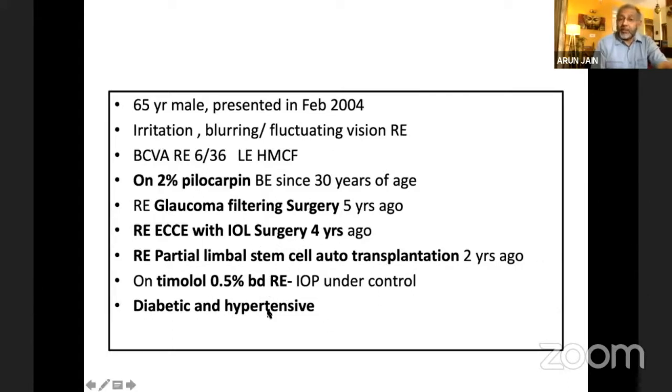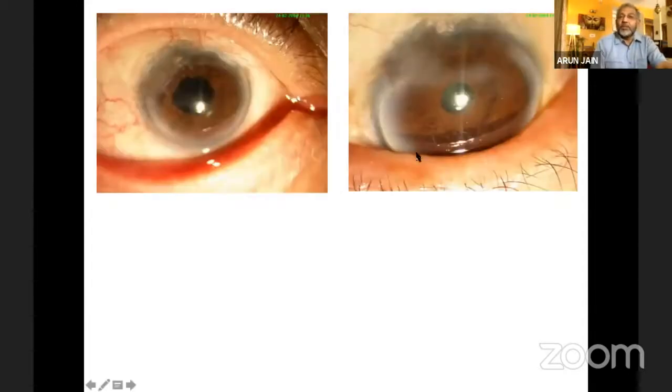And he had a partial limbal stem cell deficiency, for which we did an autotransplantation from the other eye. At that time it was a two clock hour segment. The SLET was not in vogue, so nowadays we could have done a SLET. So you can see the right and the left eye. We took a graft from this area and transplanted here, because this was an only eye.